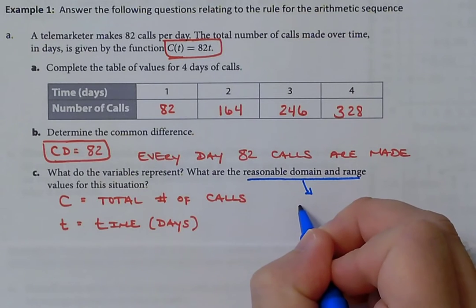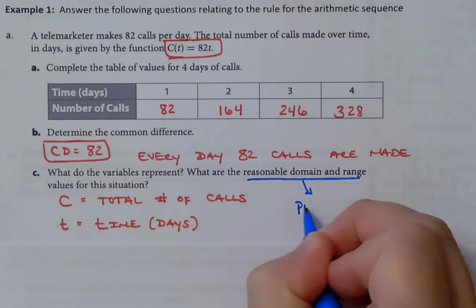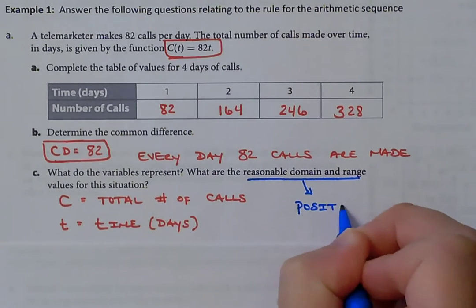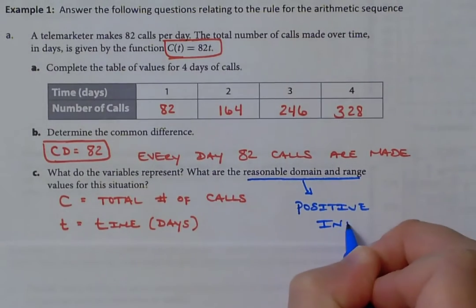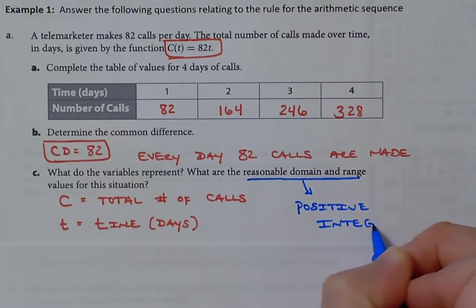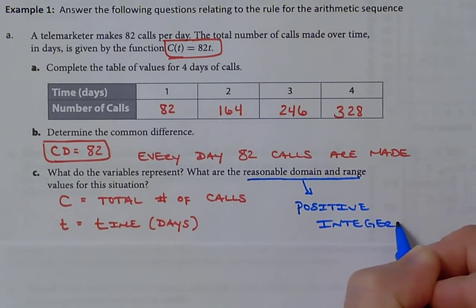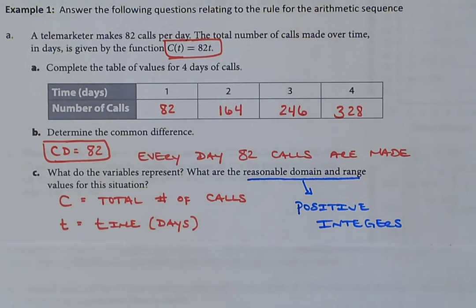So we're just going to say that it's going to be all positive integers. Integers just means numbers. And we're looking at positive because I cannot have a negative number of days or calls that can be made. So positive integers is going to be my reasonable domain and range values.